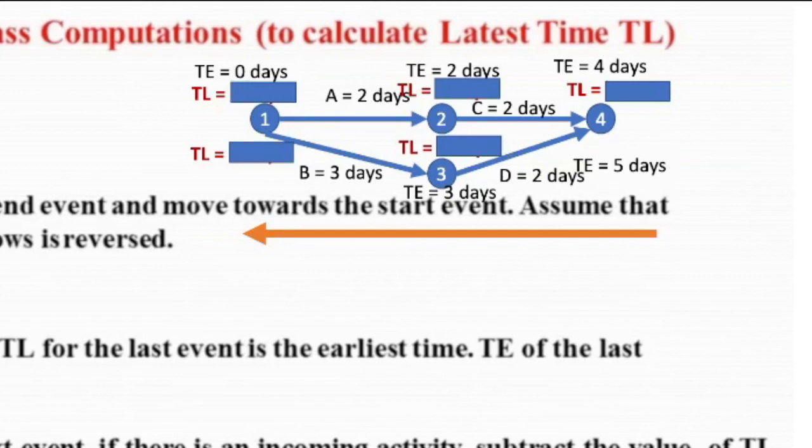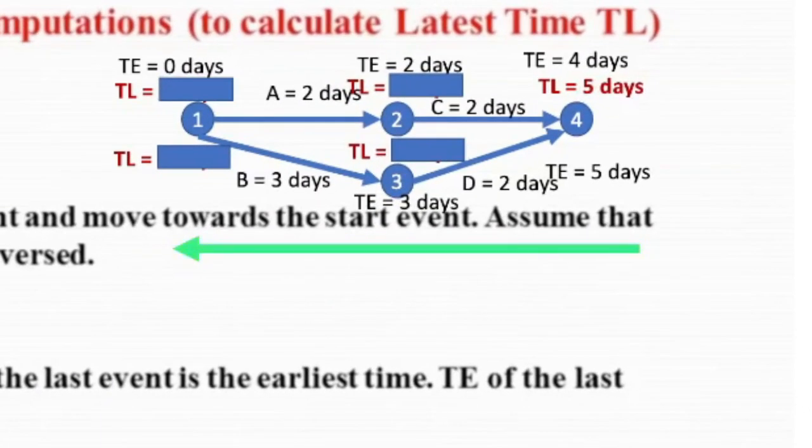And step 3, go to the next event. If there is an incoming activity, subtract the value from TL. So what we are going to do is choose the biggest, the earliest time event on our event 4. Since we have 2 here, 4 and 5, we choose 5. So that will be our TL. Going back from right to left, it is marked here as 5 days in red. So I choose 5 instead of 4.